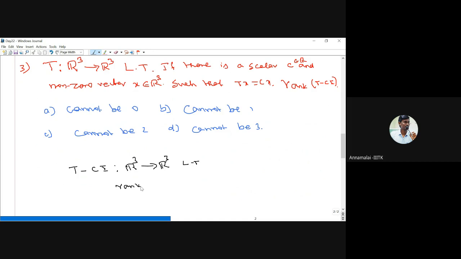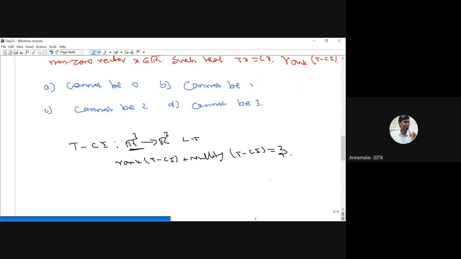What do you get? Rank of T minus c times I plus nullity of T minus cI equals the dimension of the domain. What is the dimension of the domain? It is 3. Now we have to find the value of the rank of T minus cI, and that means we need the null space. Nullity is the dimension of the null space, that is N of T. So first we have to check what N of T minus cI is, and whether it contains any non-zero element.